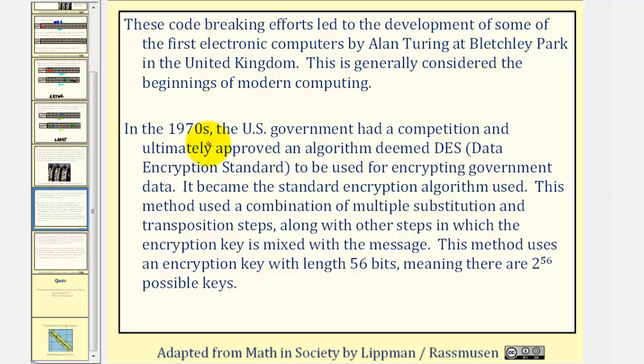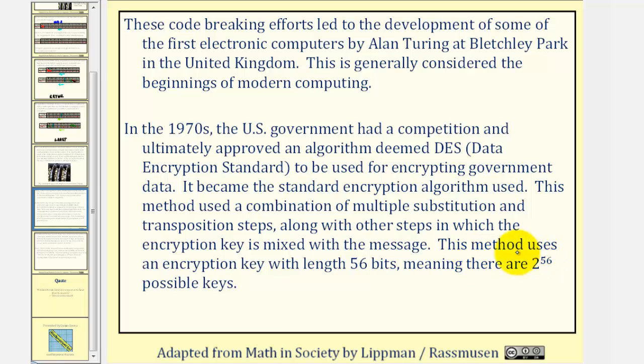In the 1970s, the US government had a competition and ultimately provided an algorithm deemed DES for Data Encryption Standard to be used for encrypting government data. It became the standard encryption algorithm used. This method used a combination of multiple substitution and transposition steps, along with other steps in which the encryption key is mixed with the message.